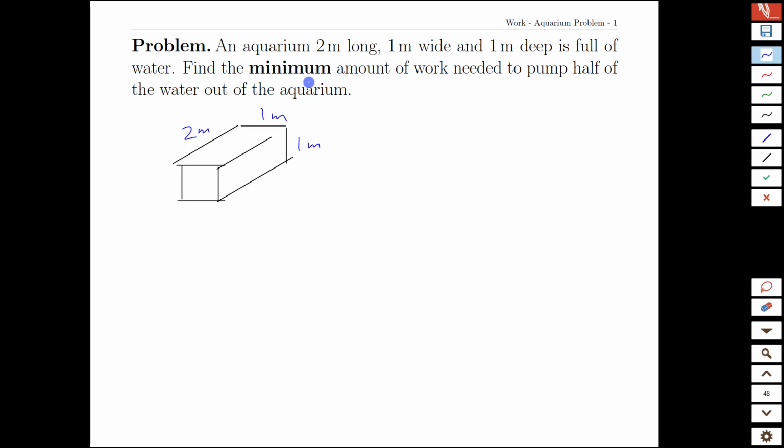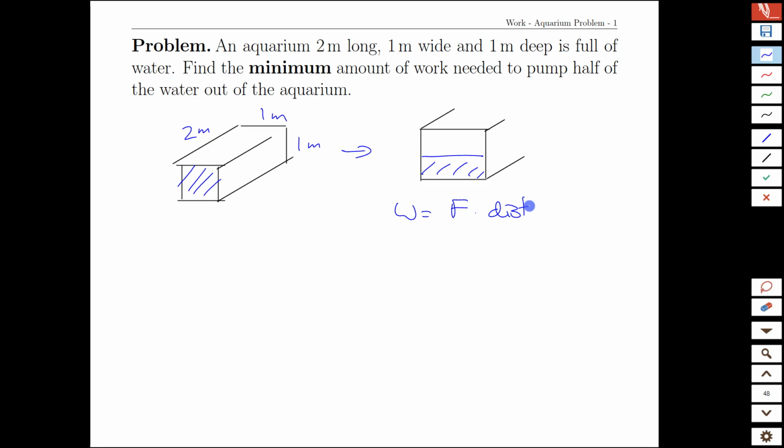We're asked to find the minimum amount of work needed to pump half of the water out of the aquarium. So it starts full, and then what we're going to do is pump out half the water. So I'll just do a front profile here. And that's going to indicate our final state. Now let's go back to our idea about work equals force times distance.